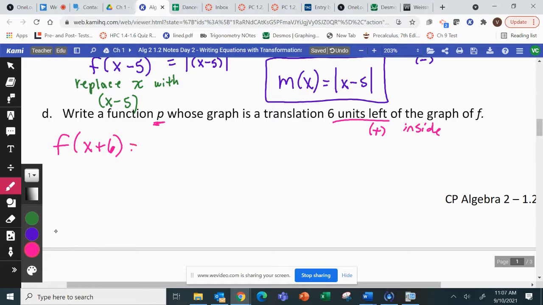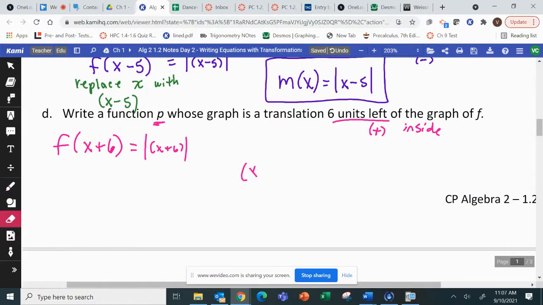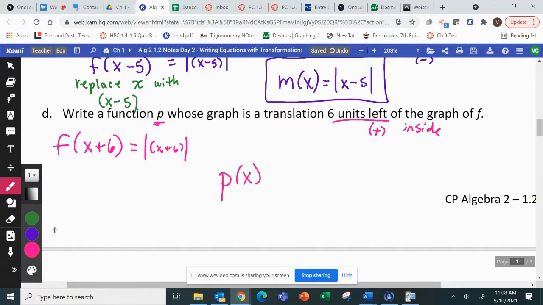So from here, I'm going to do that to the f equation by taking out my x and putting in parenthesis x plus 6. And then that can simplify to, no, not g, I really want to do p. What is it? P of x equals absolute value x plus 6.